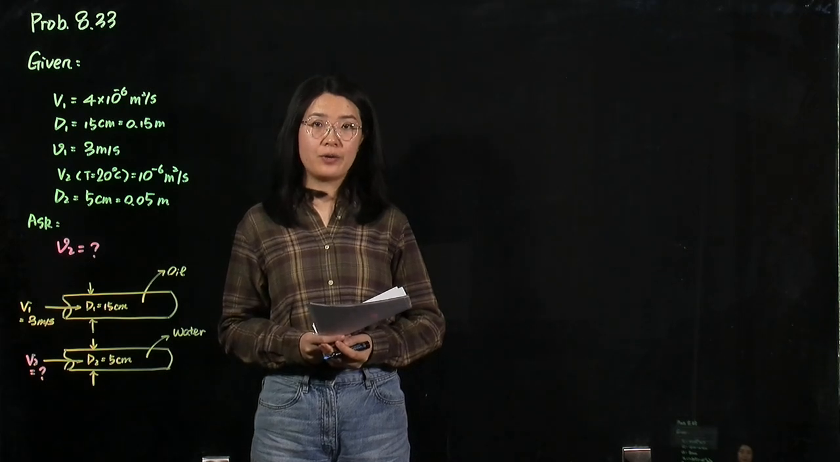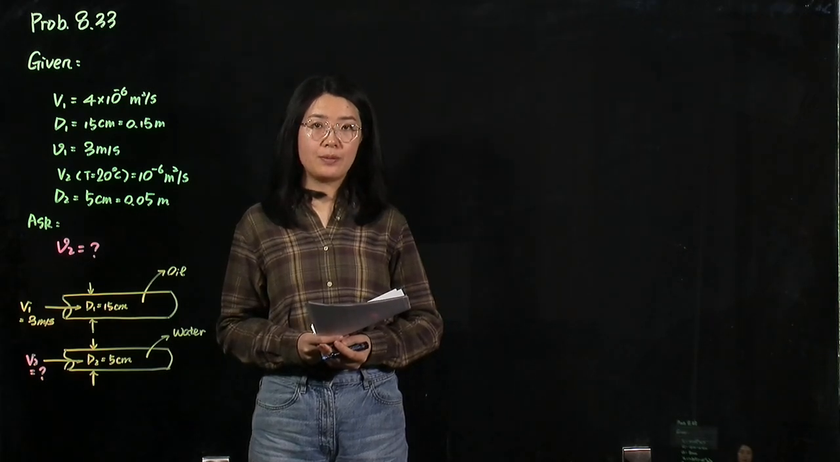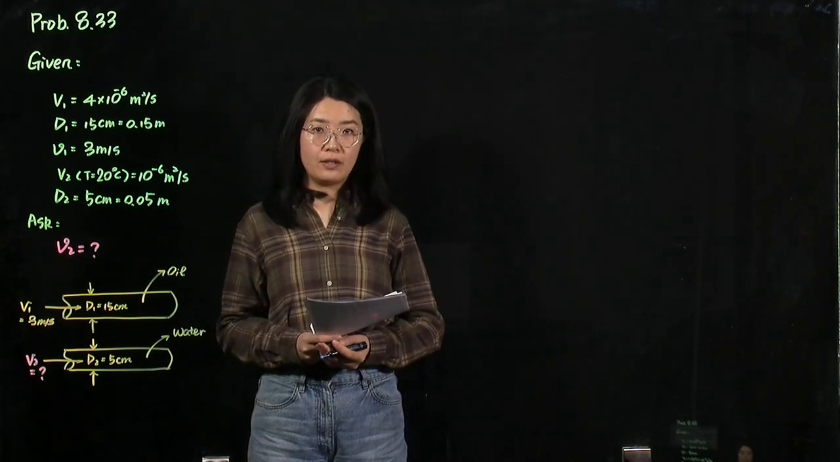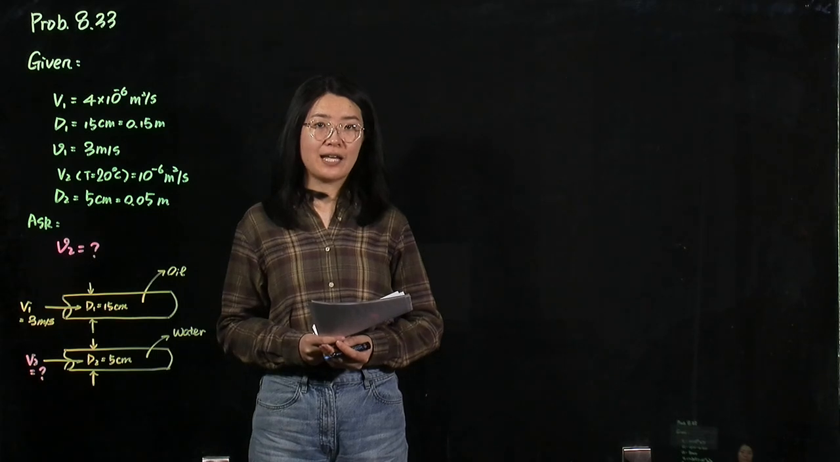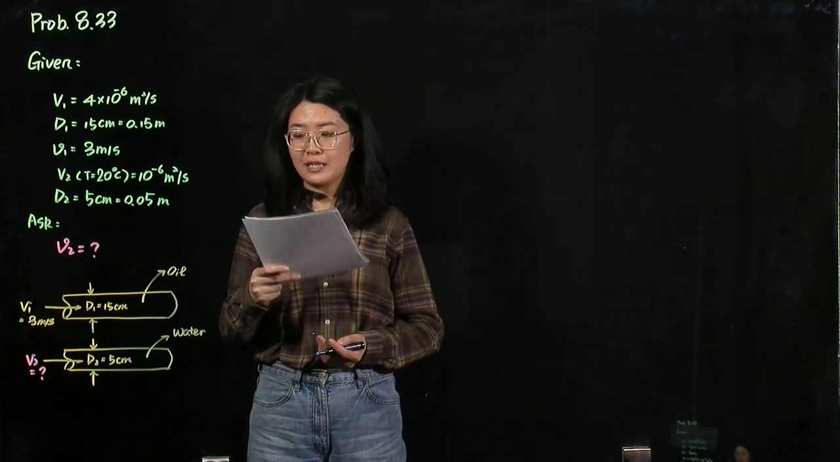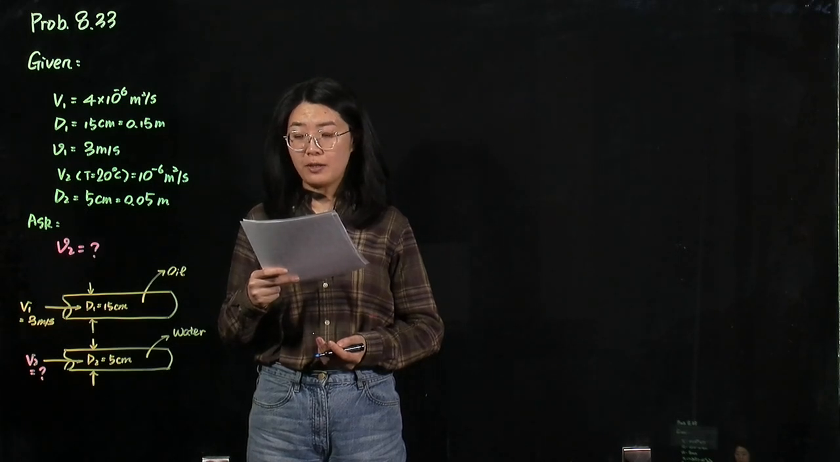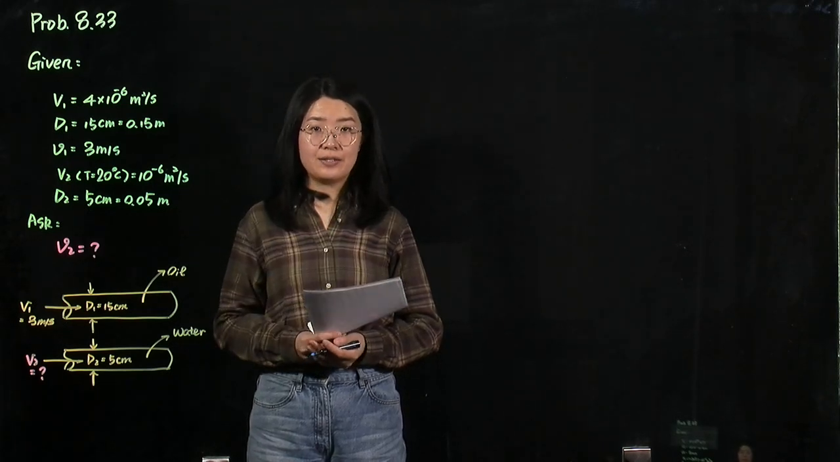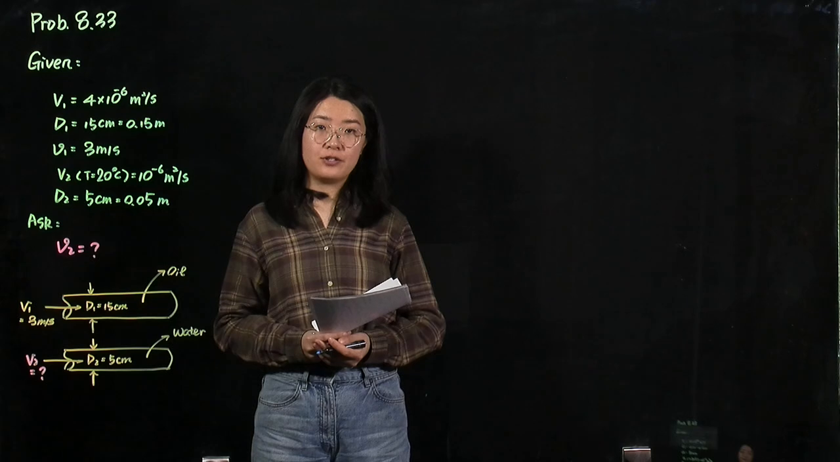In this video, we are going to go through all the problems in homework 13. In this homework, we have 7 problems in total. The first 3 problems are about similitude, and the remaining 4 problems are about dimensional analysis. Now let's take a look at the first one.